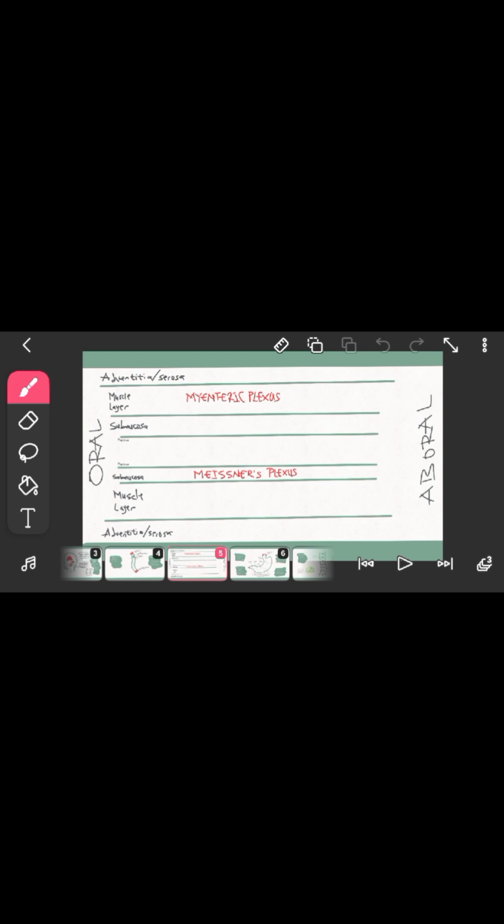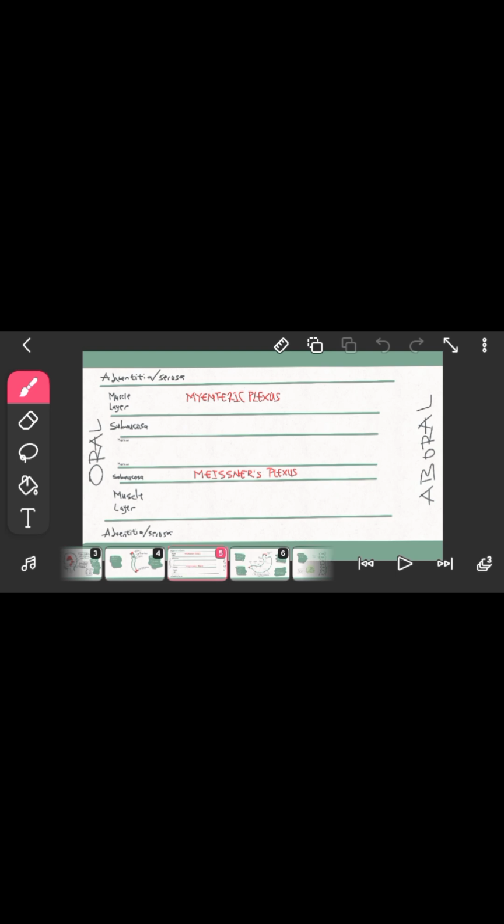So let's take a look at the histology of the GI wall. In almost every part of the GI wall, you see this type of structure, this type of arrangement. So we have the adventitia or serosa, we have the muscle layer, we have the submucosa, and the mucosa, which opens into the lumen of the GI system.